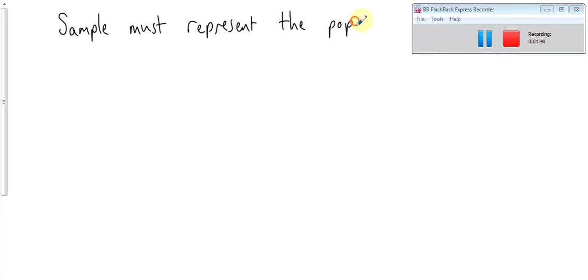We want our sample, and it must represent the population. There we go, population. So the population is all the data in our data set, the people in the school. The sample is a selection, and we want the sample to represent it.